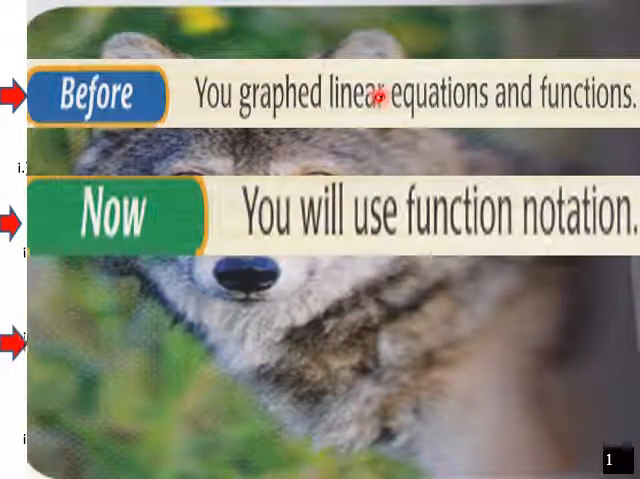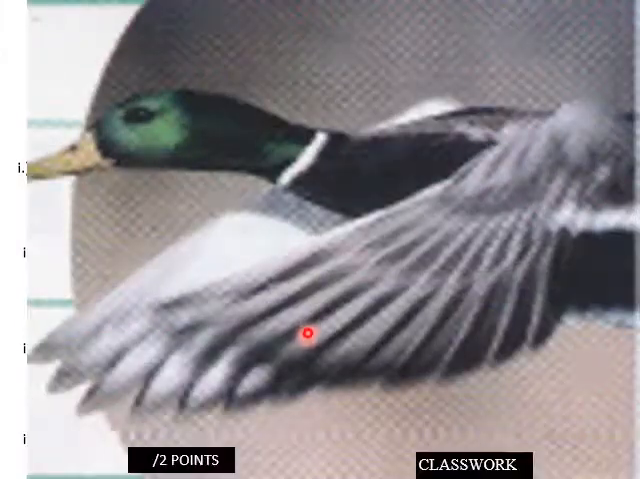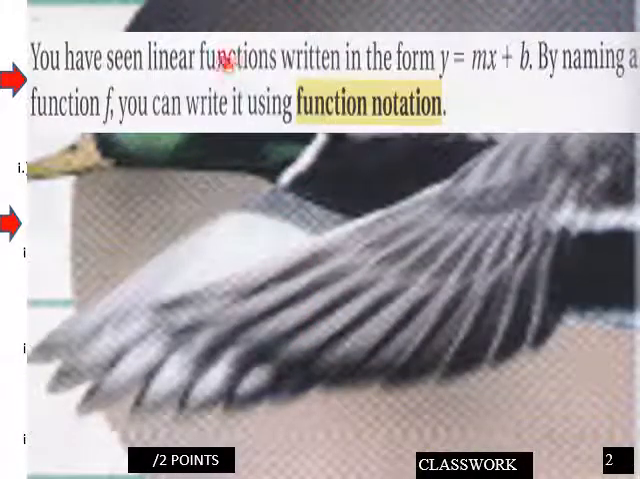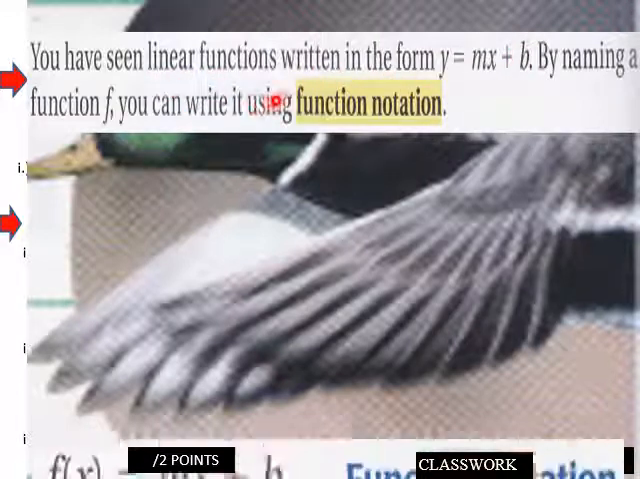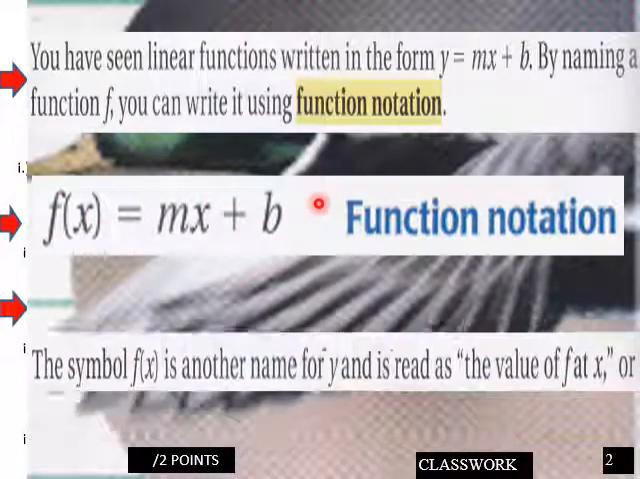Okay, you've graphed linear equations and functions. You will use function notation so you can model an animal population. You've seen linear functions written in this form here, y equals mx plus b. By naming the function f, you can write it using function notation. f of x equals mx plus b.